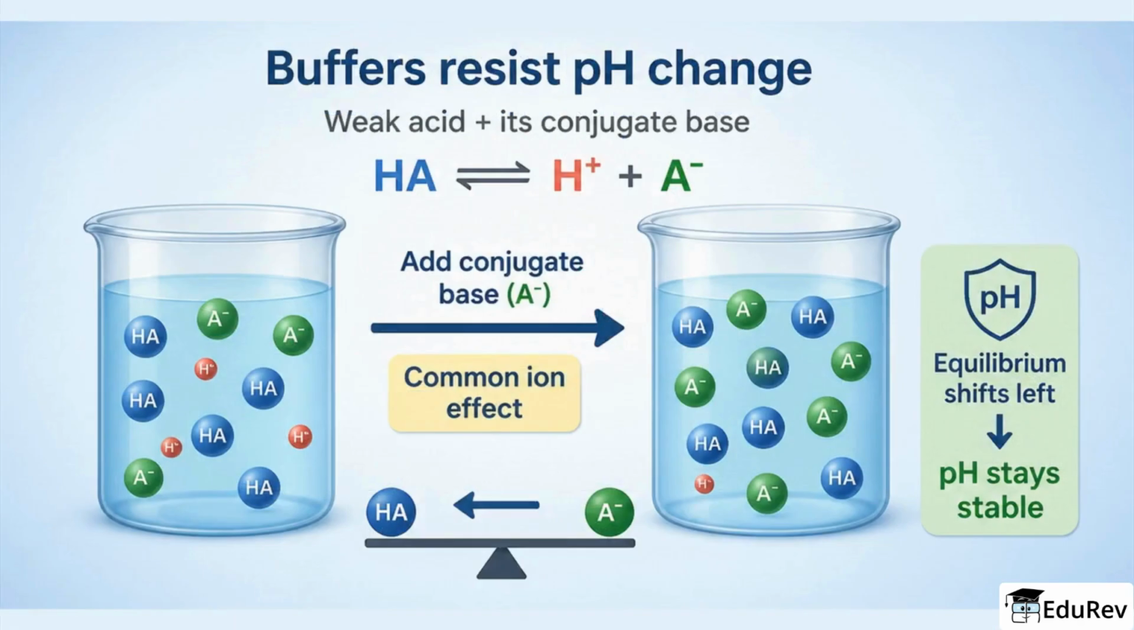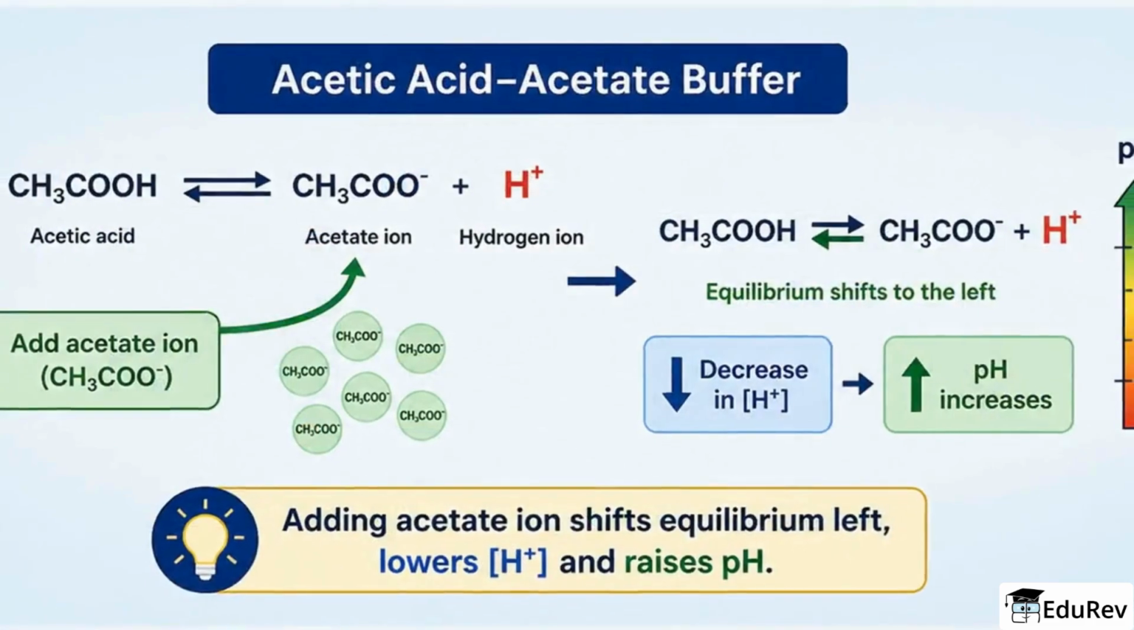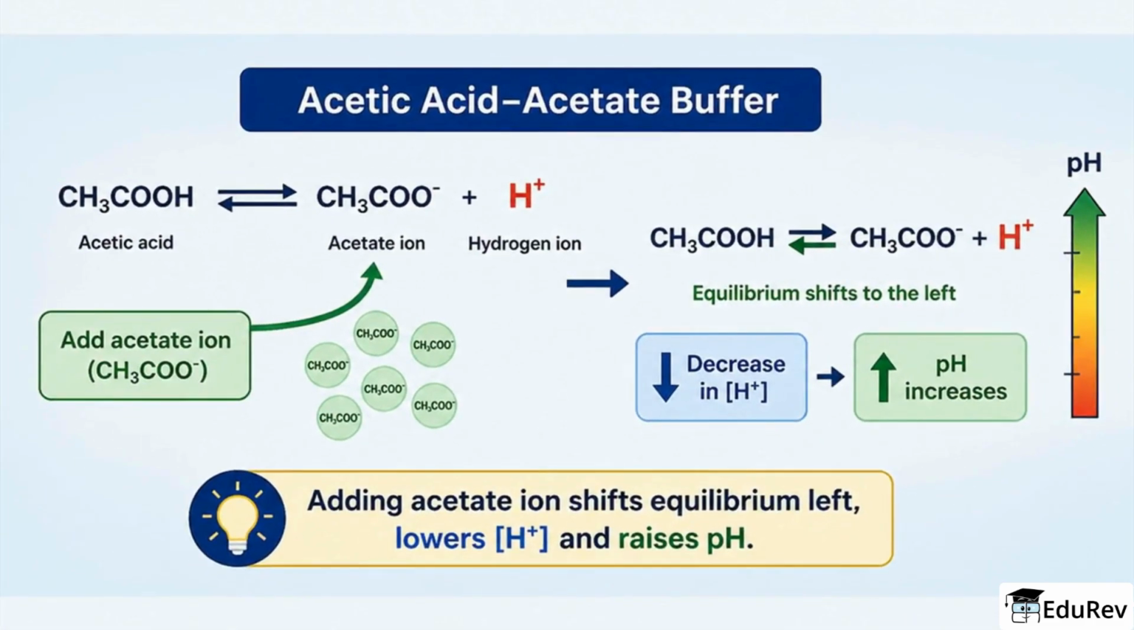Buffers resist pH change, and they usually contain a weak acid and its conjugate base. Adding the conjugate ion changes the equilibrium by the common ion effect and stabilizes pH. For an acetic acid acetate buffer, adding acetate ion shifts the equilibrium of acetic acid to the left, lowering hydrogen ion concentration and raising pH.